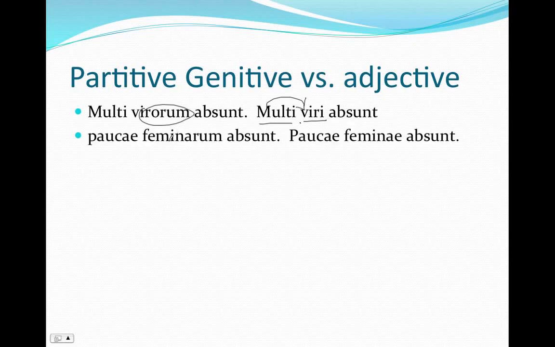And we can do the same thing with few. So, paucae feminarum absunt. Few of the women are absent. So we have a group of women, and only a few of them are absent. And in this sentence, paucae feminae, here's our adjective modifying feminae. Few women are absent. So here, we're not looking at a larger group from which we take a few women, as we do in the first sentence. Here we're just saying simply that a few women are absent.